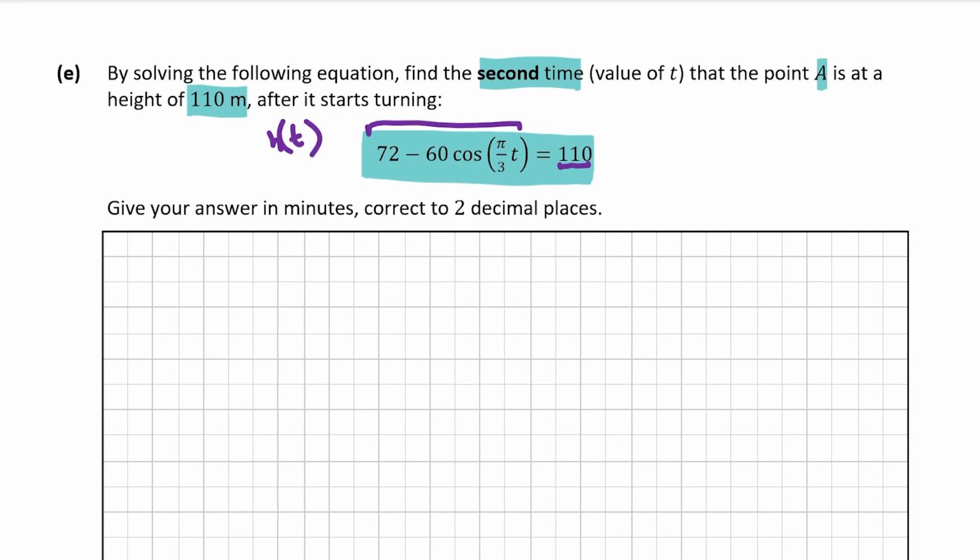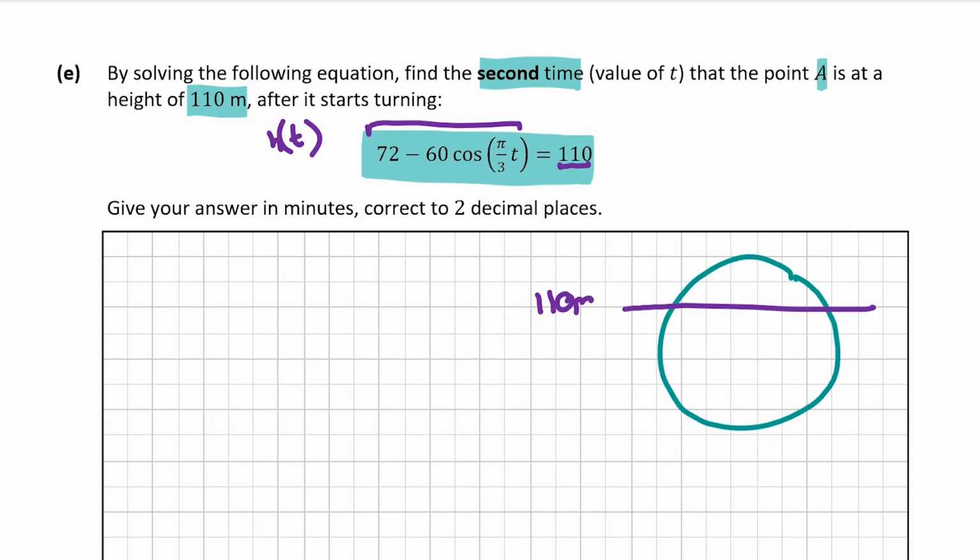So here is our Ferris wheel. This line here is going to be 110 meters. So it starts here at point A, the first time it hits 110 meters is going to be there, and that is going to be t. But it asks us for the second value of t. So our second value of t is going to be here. So this is t1 and this is t2. We're looking for t2. So let's find t1 first.